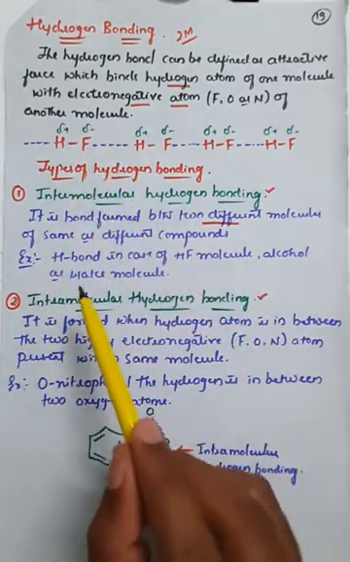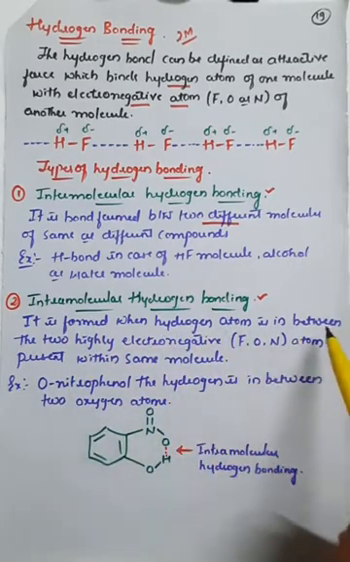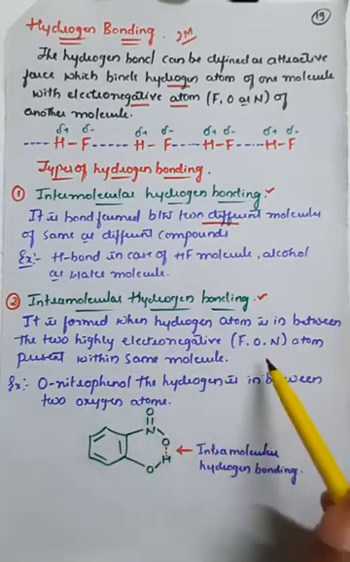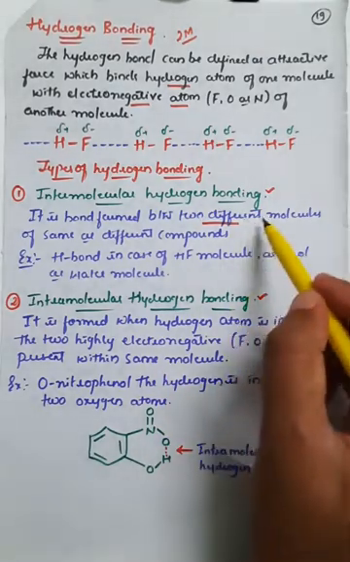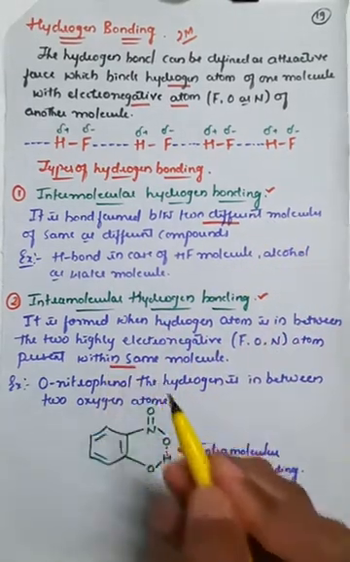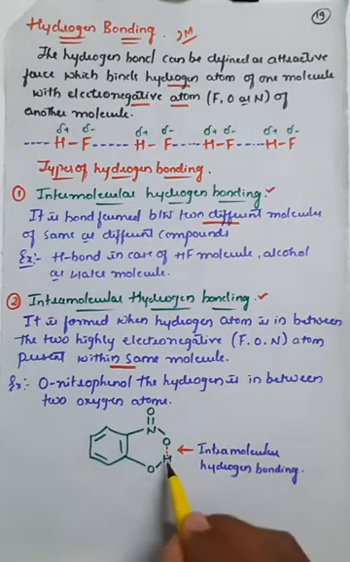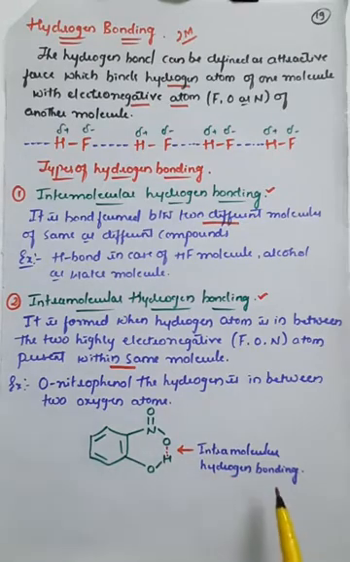Second one is intramolecular. Intramolecular means within the molecule. It is formed when a hydrogen atom is in between two highly electronegative atoms, it may be fluorine, oxygen or nitrogen, present within the same molecule. Here it is a different molecule and here it is within the same molecule, that is called intramolecular hydrogen bonding. If you take the example of orthonitrophenol, observe here hydrogen is in between two oxygen. Therefore this bond is called intramolecular hydrogen bonding, right?